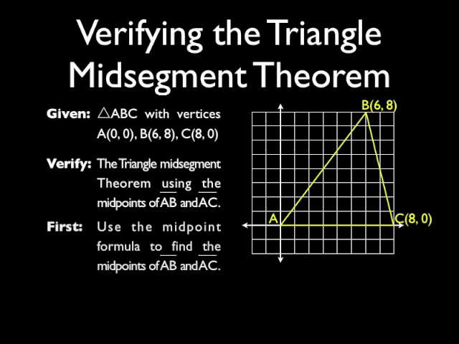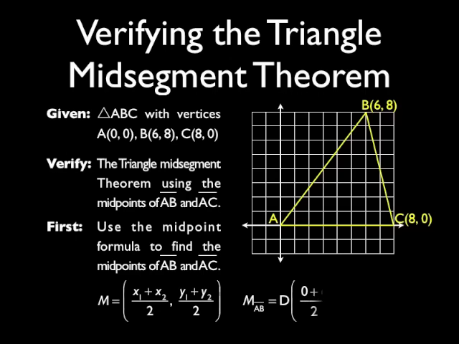Our first step is to use the midpoint formula to find the midpoints of segments AB and AC. Wow, I forgot about that one. We're going to be using all of our theorems here. Here's the midpoint formula. Now we'll plug in our x-coordinates and our y-coordinates. So we have (0 plus 6) divided by 2 and (0 plus 8) divided by 2. And that gives us the coordinate of D, (3, 4). That's the midpoint of segment AB.